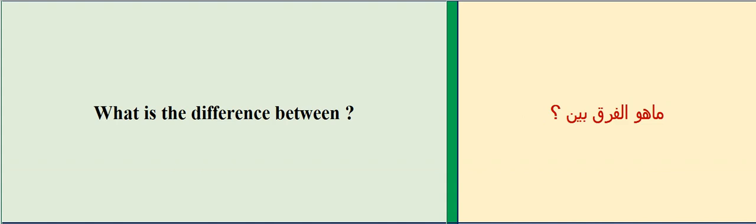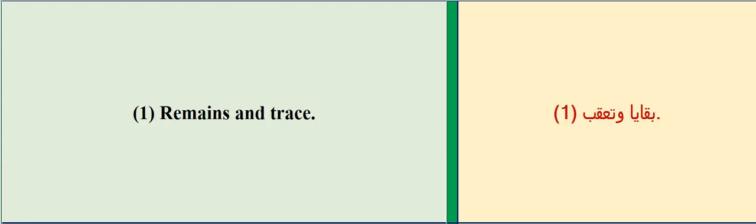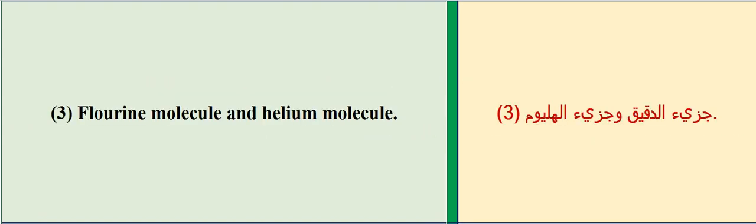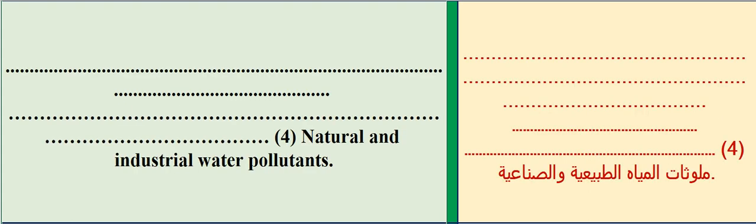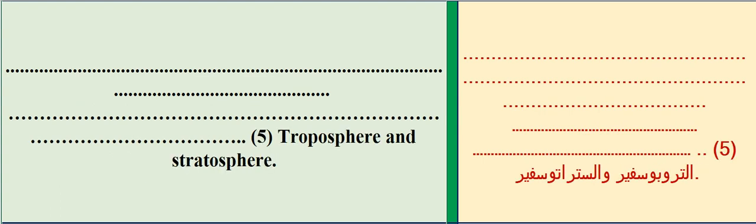What is the difference between: 1. Remains and trace, 2. Mold and cast, 3. Fluorine molecule and helium molecule, 4. Natural and industrial water pollutants, 5. Troposphere and stratosphere, 6. Simple and complicated ecosystems.